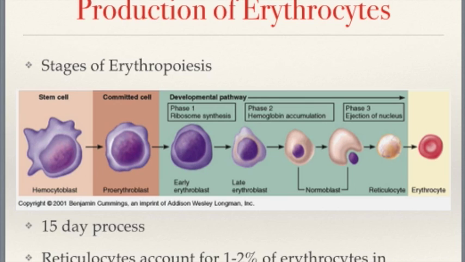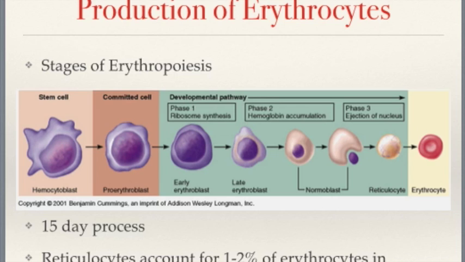Those ribosomes begin to produce hemoglobin in phase 2. And during phase 2, hemoglobin is produced. At the beginning of phase 3, the nucleus and organelles are ejected from the cell, at which point it becomes a reticulocyte. A reticulocyte is just a young erythrocyte that is either getting ready to enter circulation or has just entered circulation, only for a small amount of time. This whole process takes about 15 days from start to finish. And in healthy people, reticulocytes account for 1 to 2% of total erythrocytes in our blood.